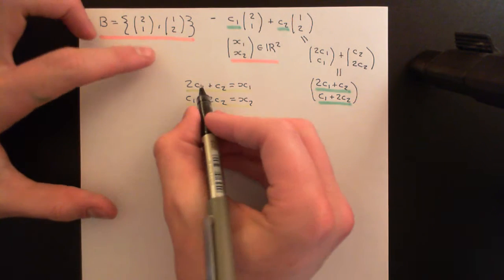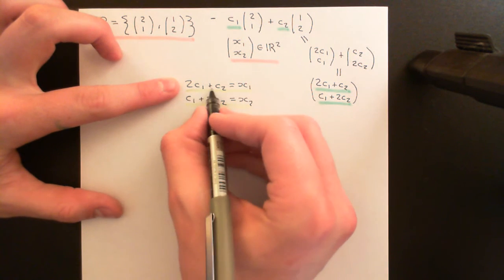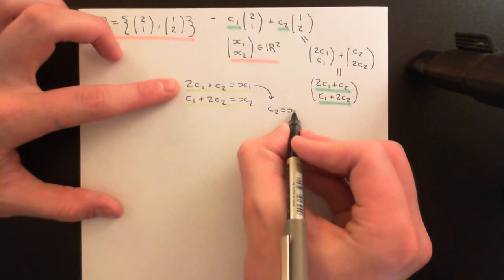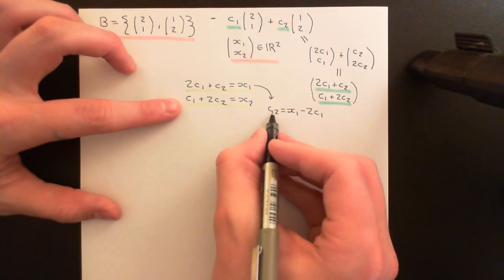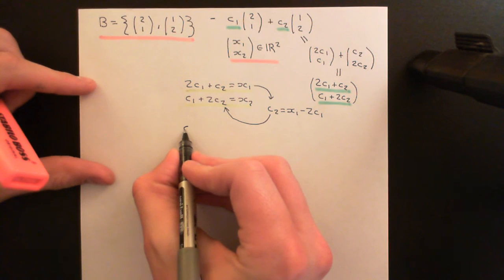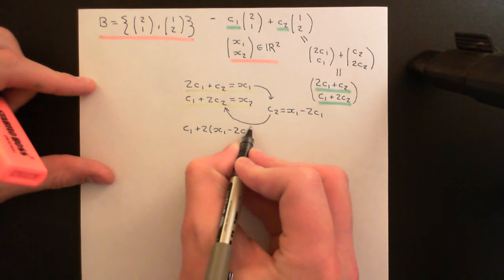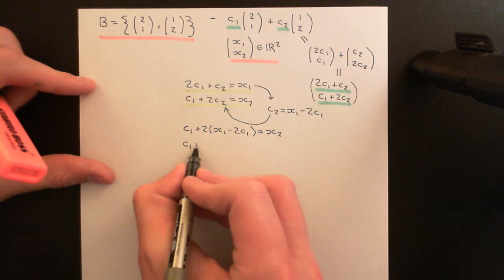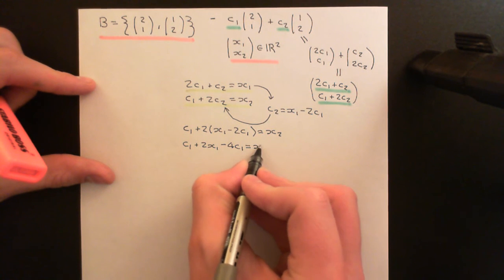Okay, so now what I'm going to do is I'm going to do it by substitution. So I will rearrange this one to get an explicit formula for C2. So I can rearrange this to say that C2 will equal x1 minus 2C1. And then I'm going to substitute in this expression for C2 down here. Okay, so what I'll end up with then is C1 plus 2 times (x1 minus 2 times C1) is equal to x2. And now just expand this out. C1 plus 2 times x1 minus 4C1 is equal to x2.